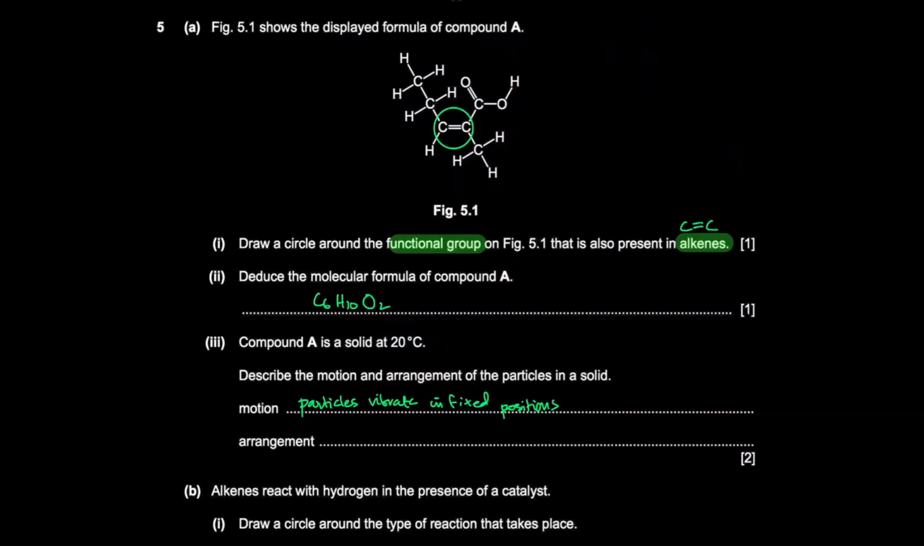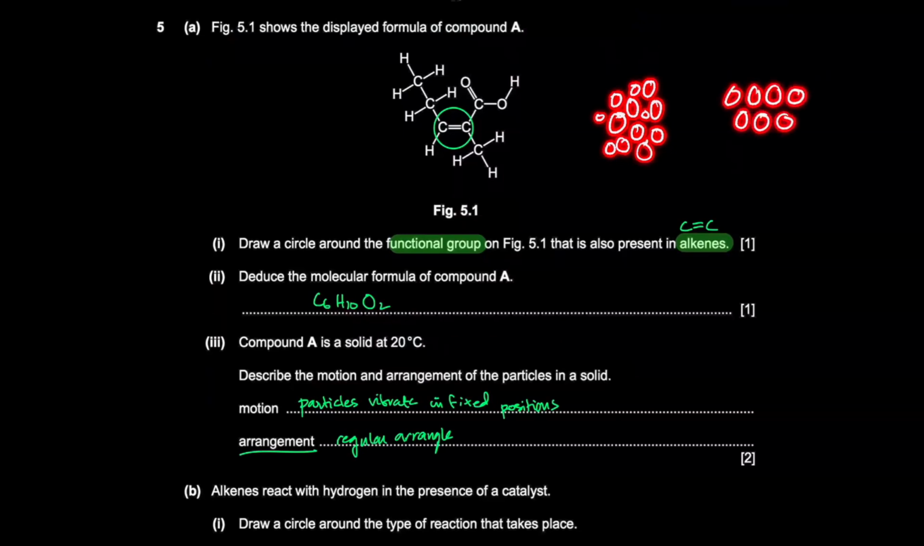And the arrangement is that they have a regular arrangement, right? Closely packed has got to do with the distance. Can we write tightly packed? Yeah, but you have to mention the arrangement, right? Because they could be tightly packed but not be regularly arranged. Like, are these regularly arranged? No, right? But they are tightly packed. इसमें क्या है? They're regularly arranged and tightly packed, right? Does that make sense? The difference?